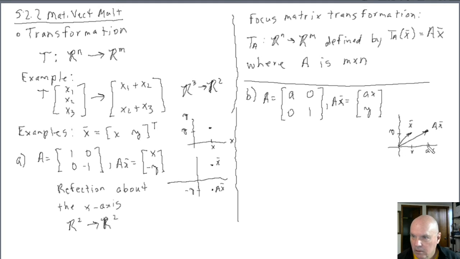Same Y value, but a different X value. This represents an expansion along X, at least if A is greater than 1. If A is less than 1, we actually get a compression along the x-axis. A similar example would be something like this.